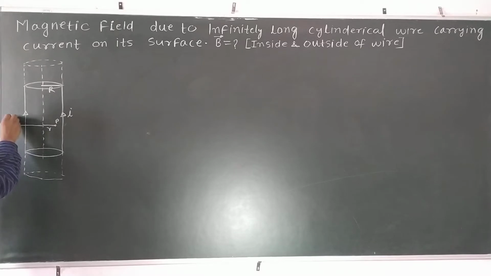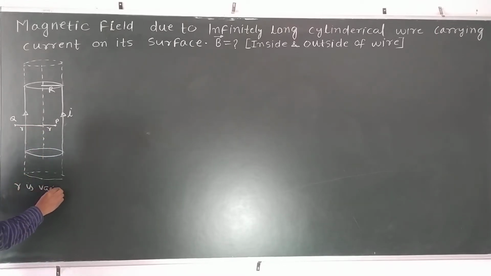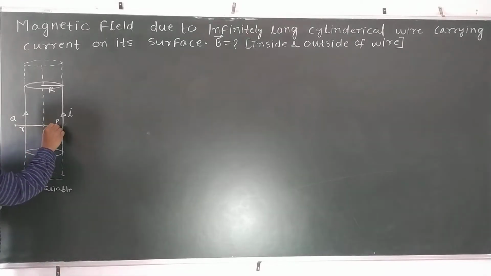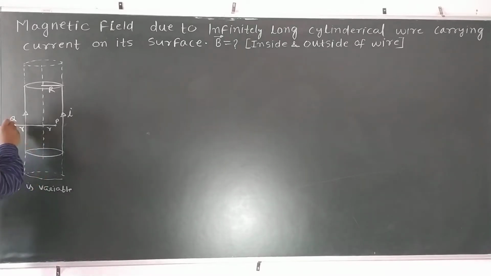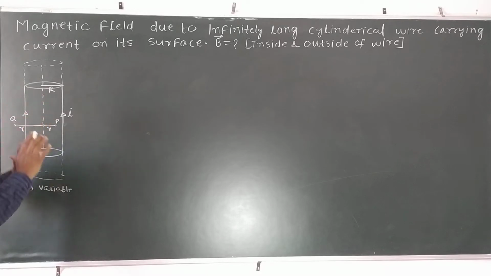Suppose this is a point Q, and this distance is r; here r is variable. At a distance r, we have to find the magnetic field at a point P which is inside of the wire, and at a point Q which is outside of the wire. The current is available only on the surface of the wire.